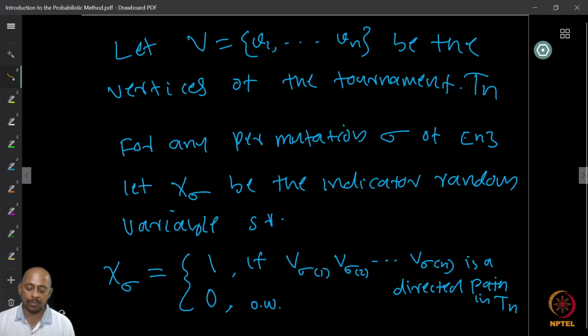So sigma of 1, sigma of 2, etc., sigma of n decides the order. V sigma of 1, V sigma of 2, ..., V sigma of n decides the order of the vertices that we are taking. Now, if V sigma of 1 to V sigma of 2 is an edge in the direction, similarly, V sigma 2 to V sigma 3 is an arc, etc., all the way, then we say that this is a directed path, and therefore in the random tournament X sigma is 1. So the indicator random variable says that sigma is a good permutation. It's the indicator random variable that sigma corresponds to a directed path.